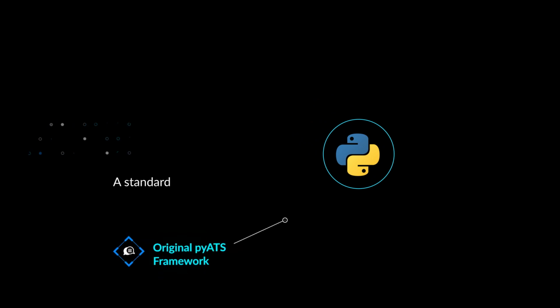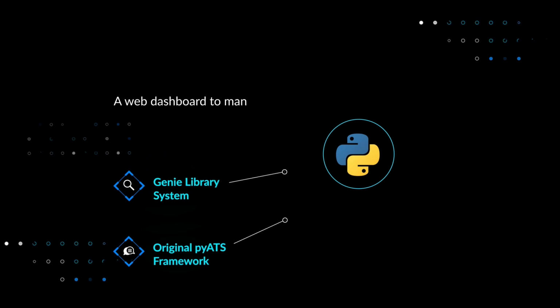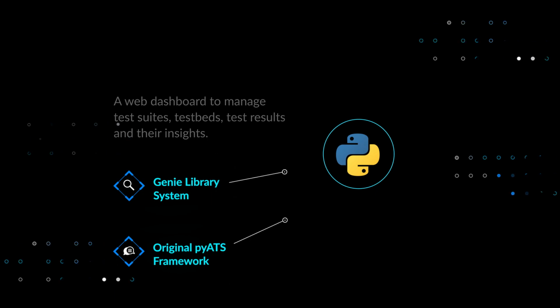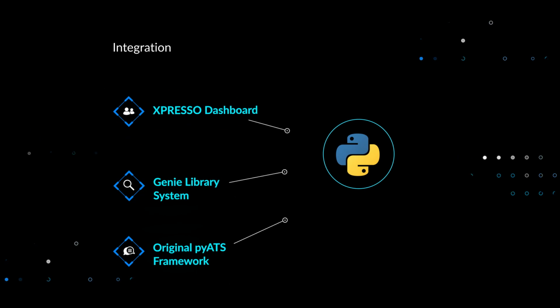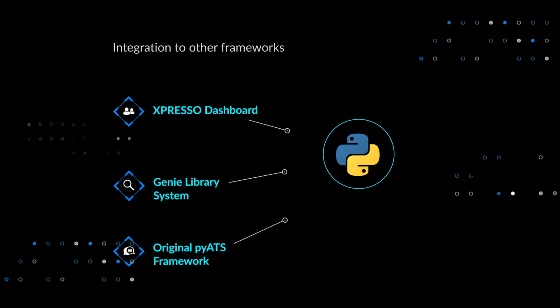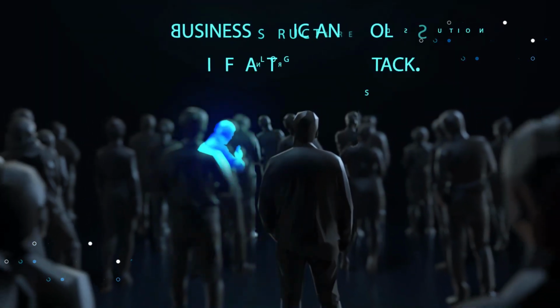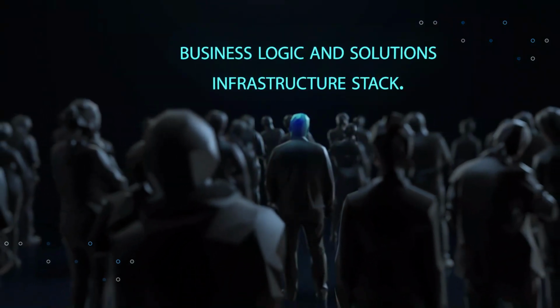It consists of a foundational platform, that is the original pyATS framework, a standard open source platform vendor agnostic library system, which is the Genie library system, a web dashboard to manage your test suites, test beds, test results and their insights, like Expresso, and multiple bindings to other frameworks in the form of libraries, extensions, plugins and APIs. This enables the user to build their own business logic and solution on top of the infrastructure stack and their insights.